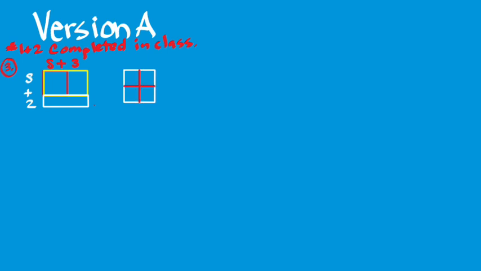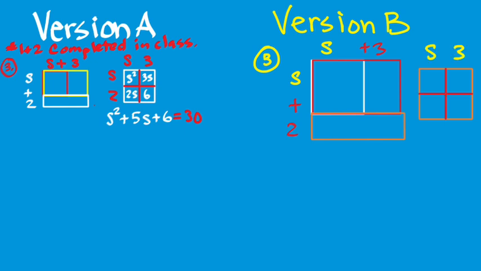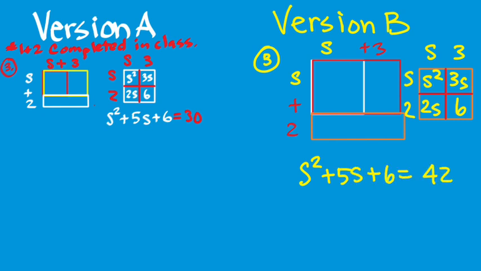In chapter 6, we learned box, FOIL, or stack. So I'm going to go ahead and use box. So I get s squared plus 5s plus 6. And what does that equal? That equals the area of the new window, which is 30. On the B version, we do the same thing because they're still going to add 3 and then add 2. We box, FOIL, or stack, and we get the same value of s squared plus 5s plus 6. But this one equals 42 instead.